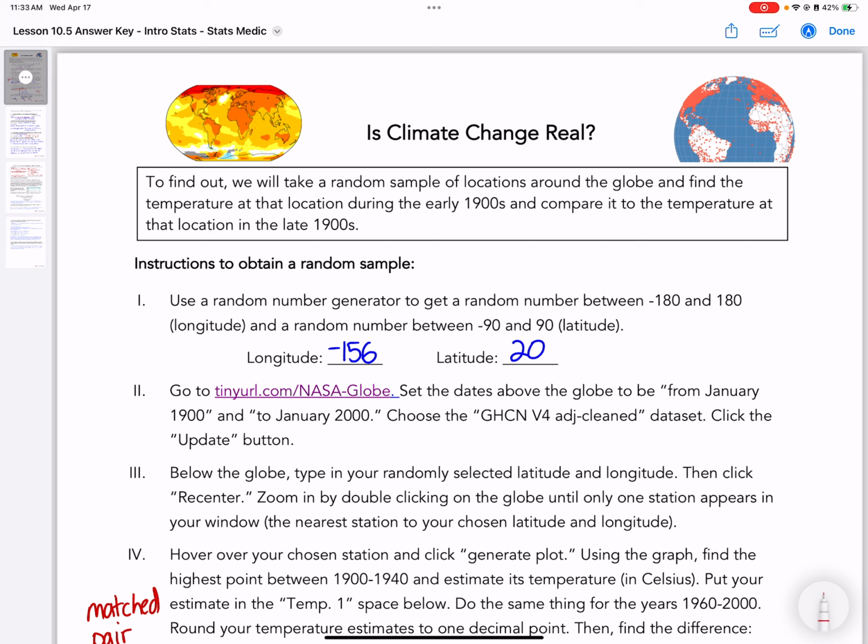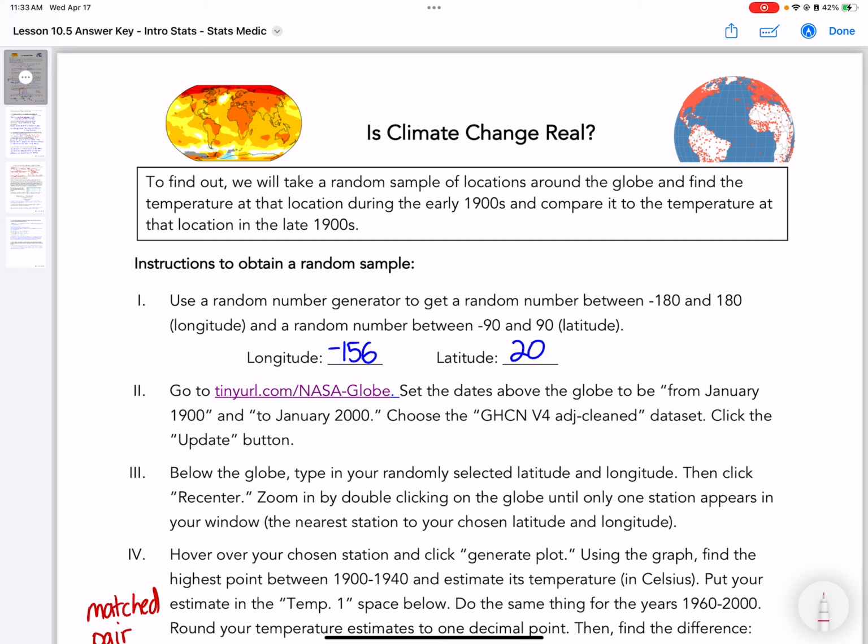The first thing we did is randomly choose a spot on the Earth. To do that, all the longitude lines on the Earth are between negative 180 and positive 180, and the latitude lines are between negative 90 and positive 90. When I did a randInt and found random numbers, mine were negative 156 and positive 20.